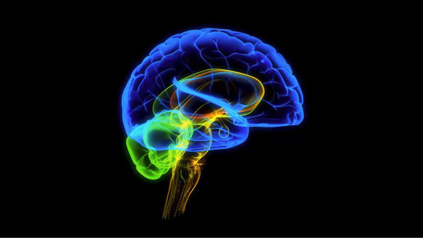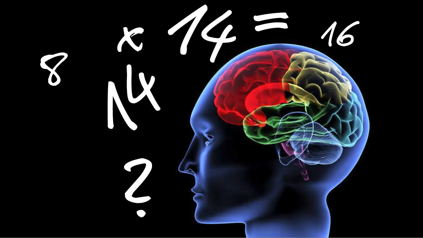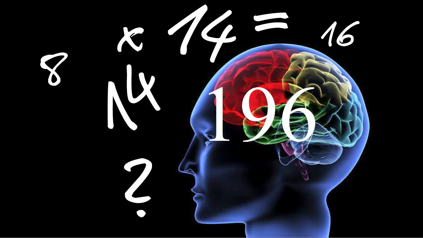It's a cognitive function, or a function of the brain, to temporarily hold, process, and manipulate information in your brain. For example, try calculating this in your head. When you try calculating this in your head, not on a piece of paper, you're using your working memory. You're mentally holding and manipulating these numbers. Okay, the answer is 196.